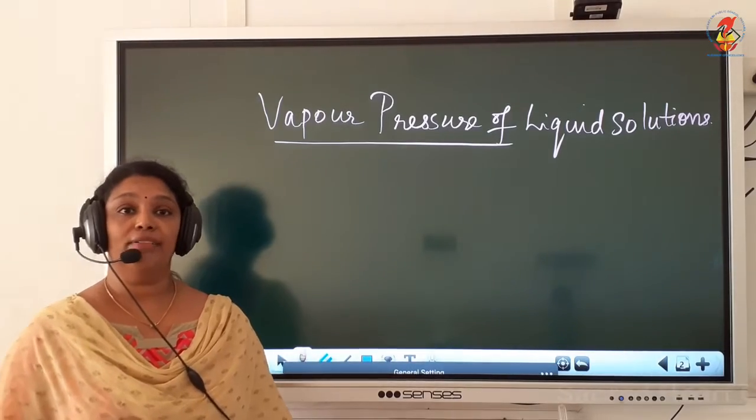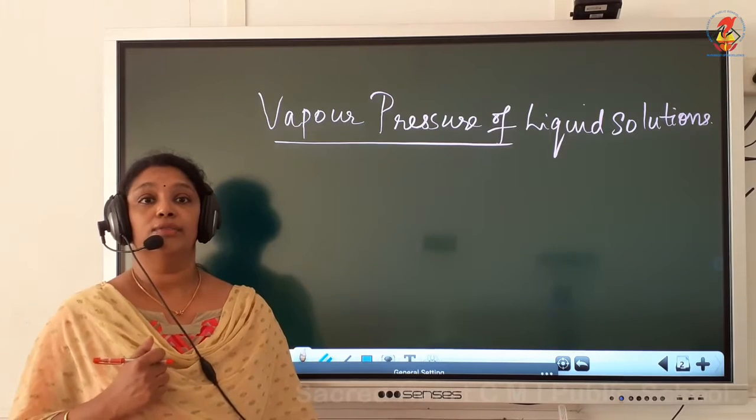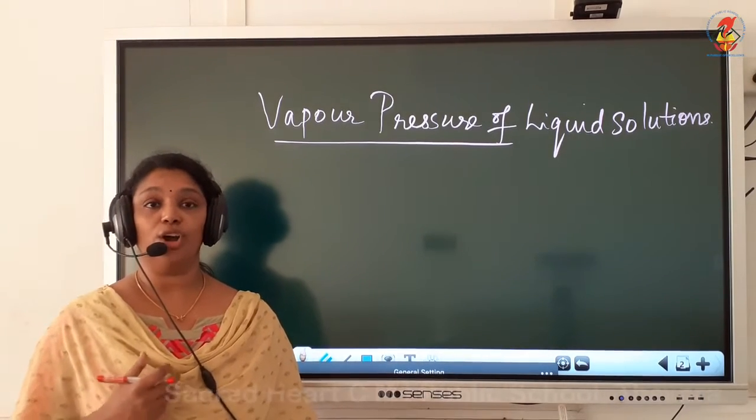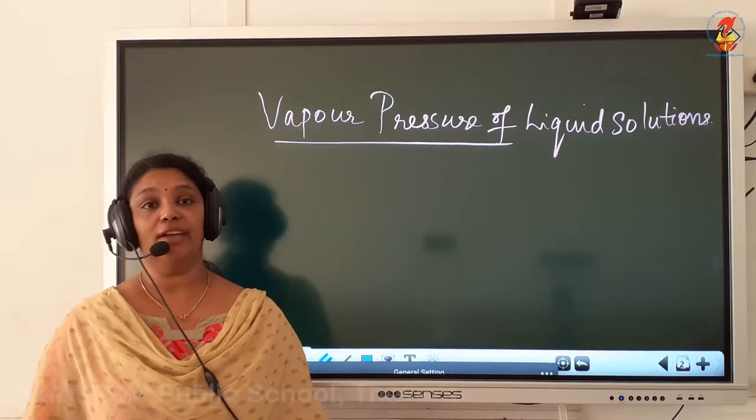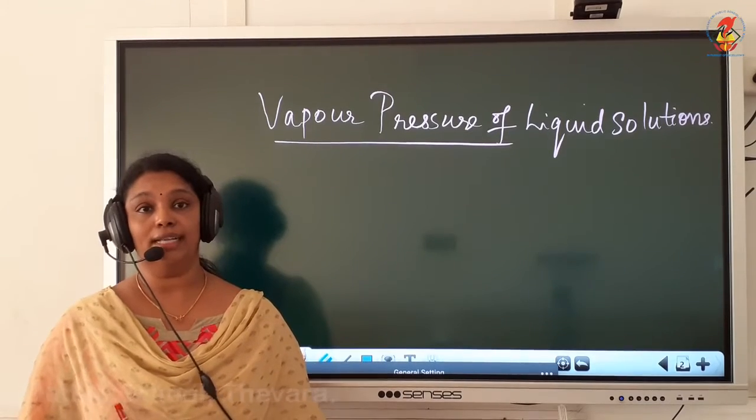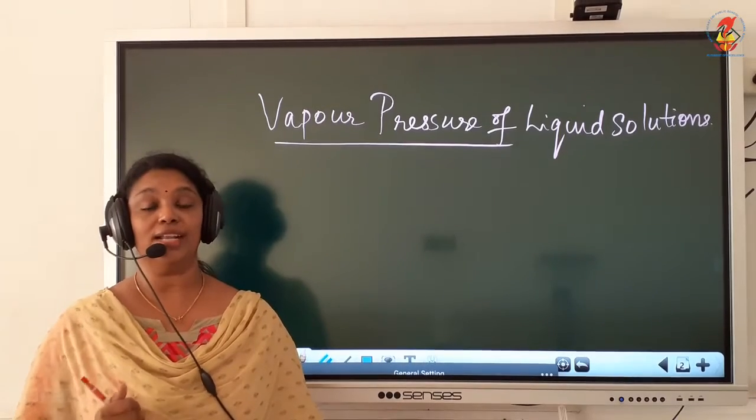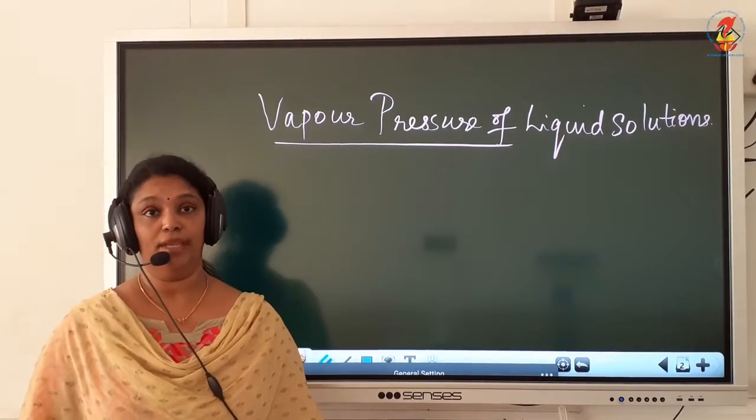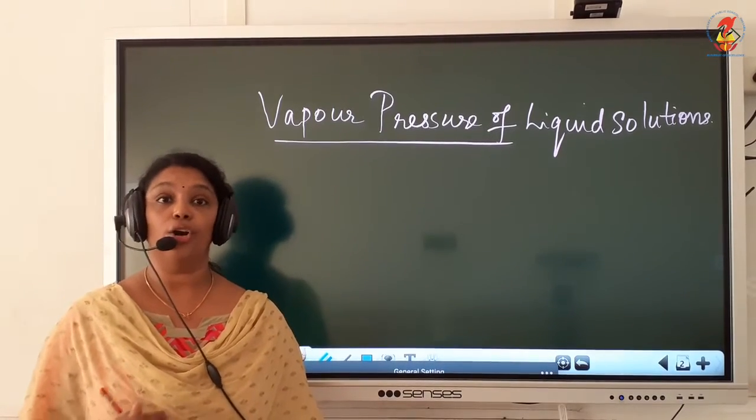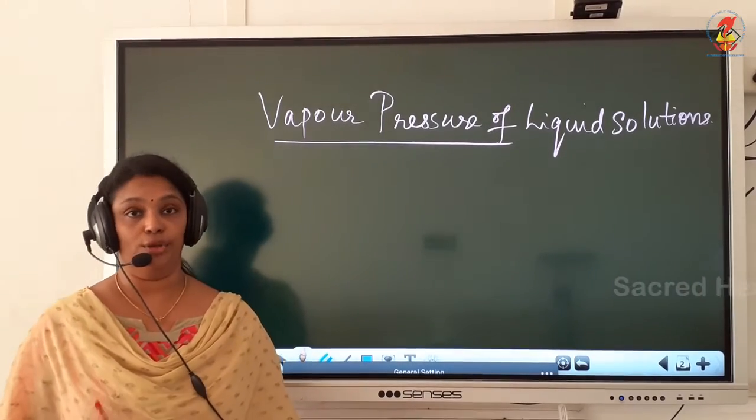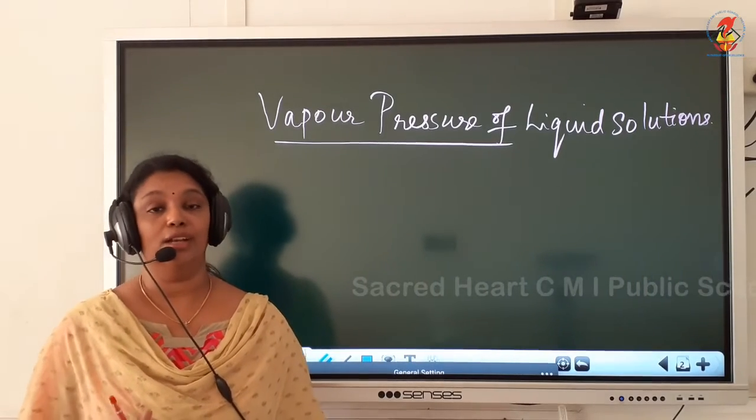Now, we have a law called Raoult's law for volatile liquids. This Raoult's law relates vapor pressure with mole fraction for a liquid. And we have two cases to study. One is Raoult's law for volatile liquid, that is, both solute as well as solvent are volatile in nature. Volatile means they get evaporated fast. And the second case is Raoult's law for non-volatile solute, that is, the solvent alone is volatile, but the solute added is non-volatile.